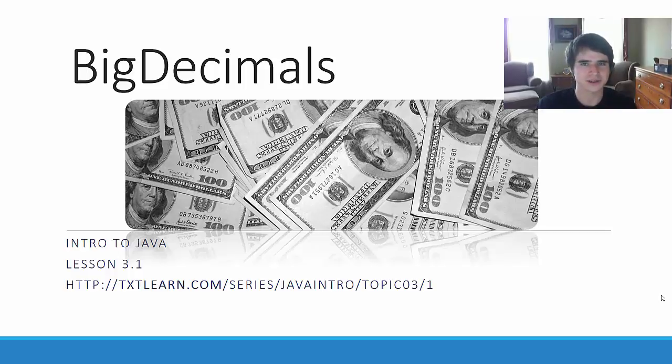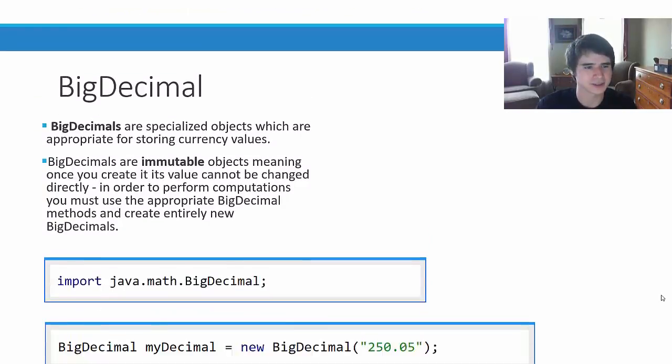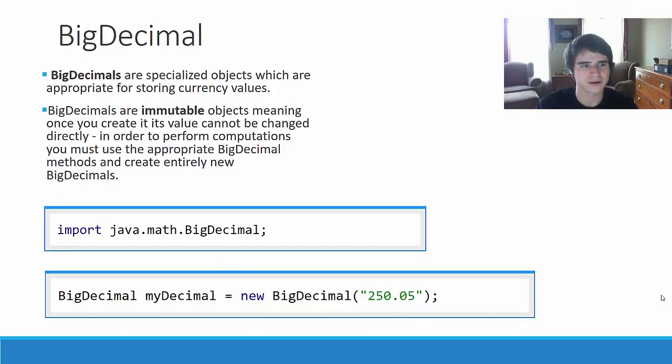In this lesson, we're going to be discussing big decimals. What is a big decimal? Big decimals are specialized objects which are appropriate for storing currency values.